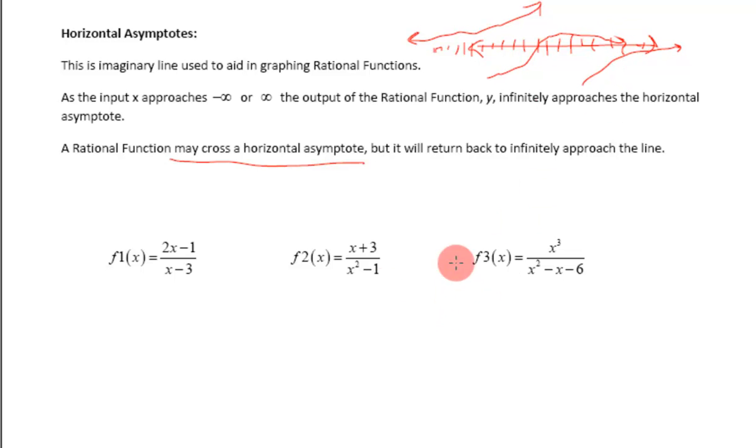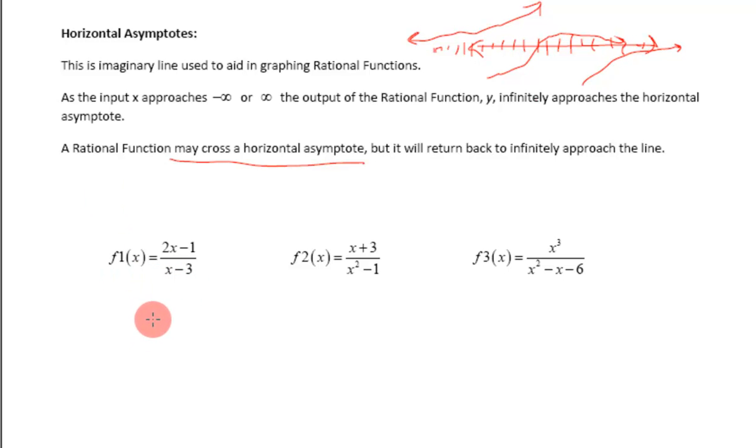So here are my three functions, f1, f2, f3. We saw in f1 in the previous video that there's a vertical asymptote at x equals 3. The horizontal asymptote is a little different. Basically, we let x go to infinity and see what this thing approaches. It's hard to see that right now, especially if you're not into calculus. So basically, we have some rules that we look at.